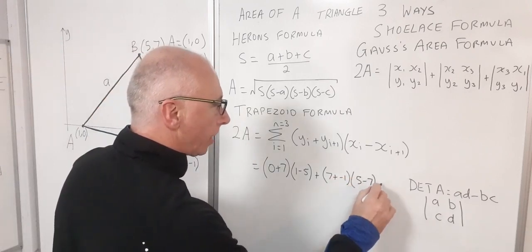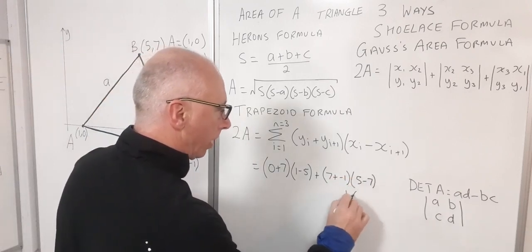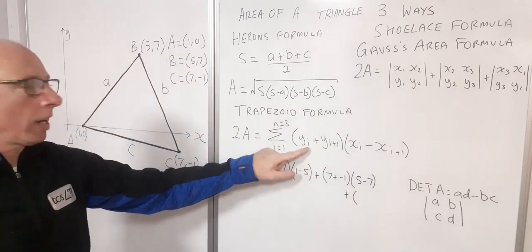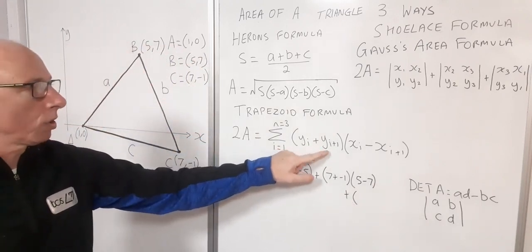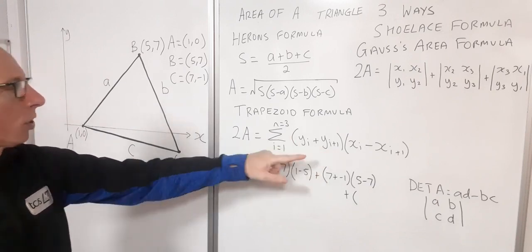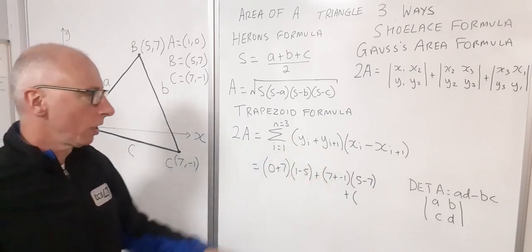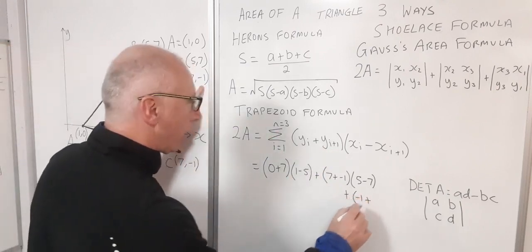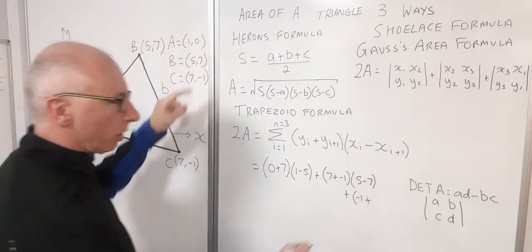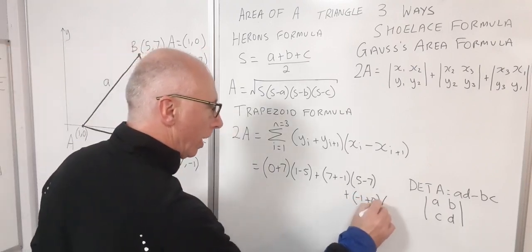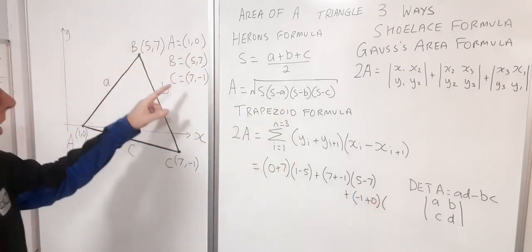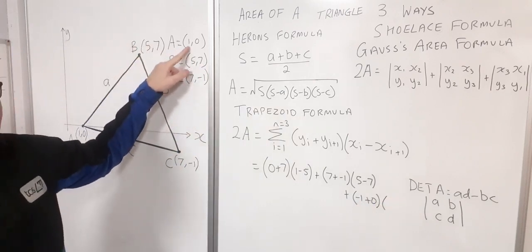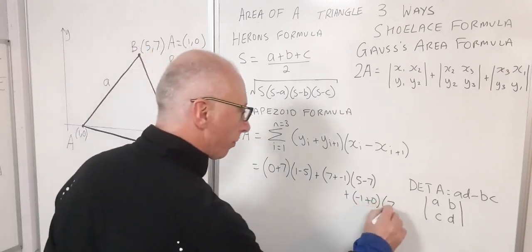Okay, and then we add this. Let's bring this one down here. Now we add this with i equals 3. So that's y3 plus, well, it would be y4, but there's no y4, so we then use y1. So y3 is minus 1, and then y1 is 0. And then with the x's, we have x3, that's 7, and then minus, we then use the 1, so 7 minus 1.